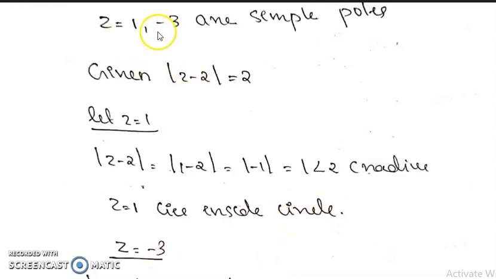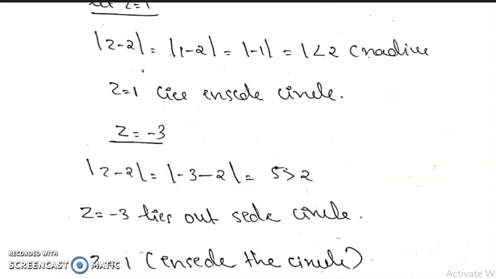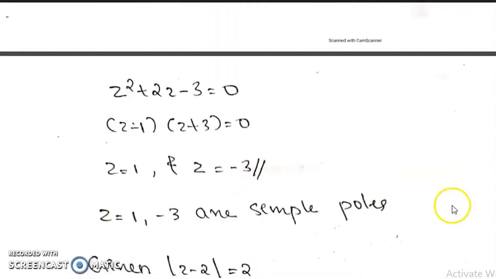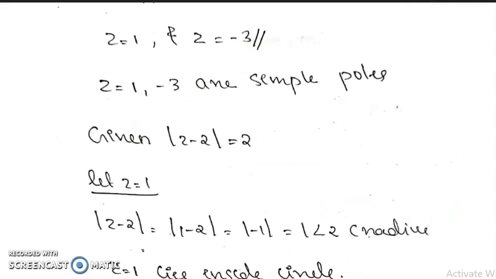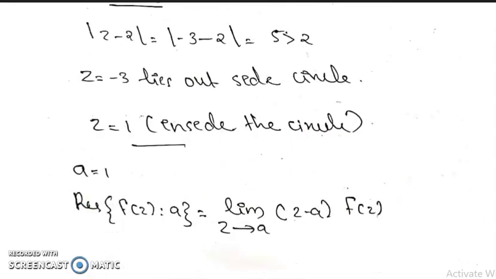Now take the next point, z is equal to -3. Mod z minus 2 is mod -3 minus 2, modulus of -5 is 5, which is greater than the radius. Here the radius of the circle is 2, and 5 is greater than 2, therefore it lies outside the circle. Therefore z equal to 1 is inside, the other one is outside. We find the residue only for the inside point. The outside point will contribute 0.